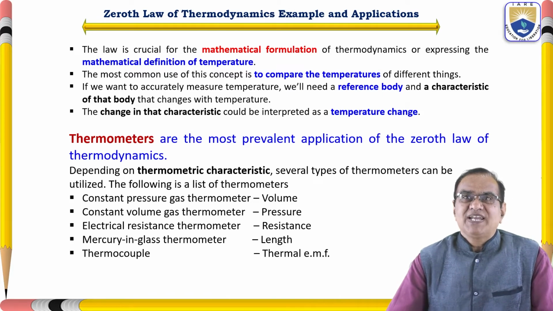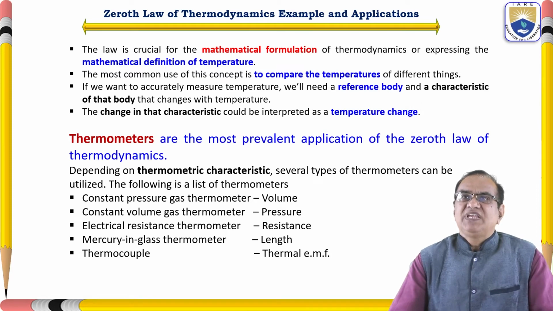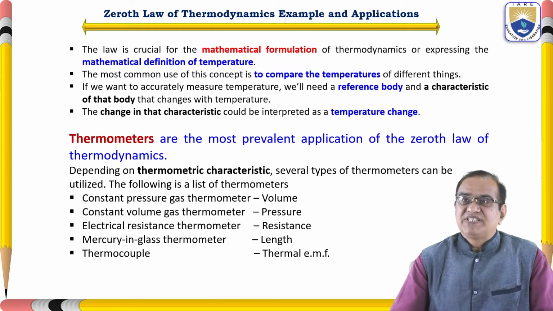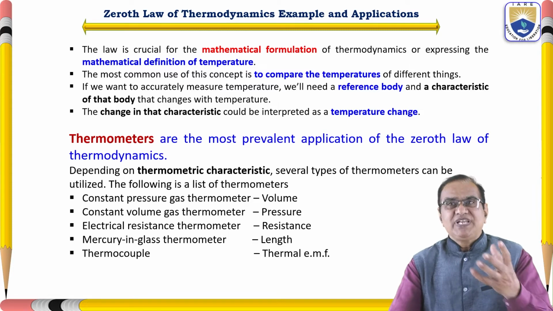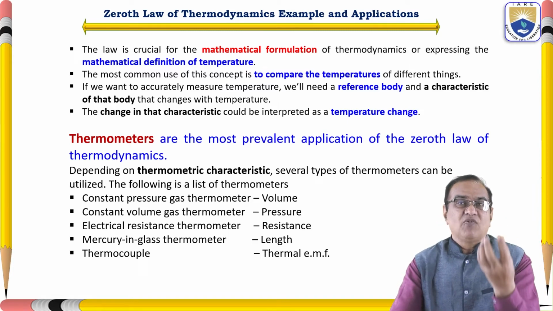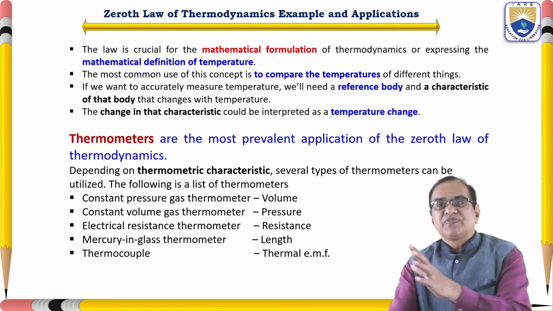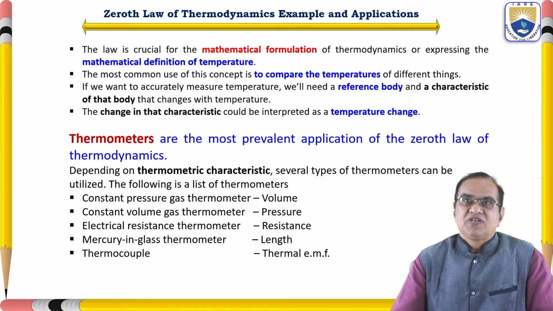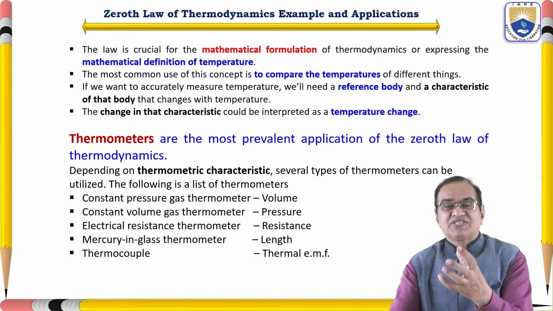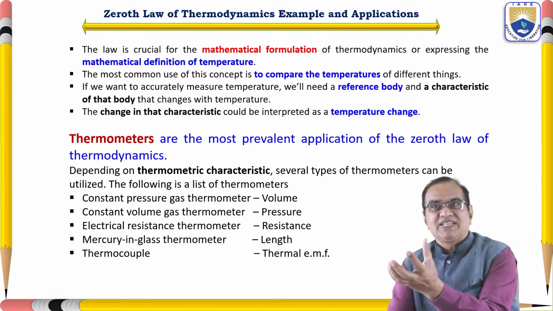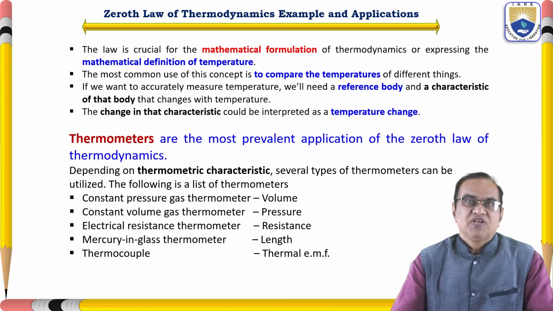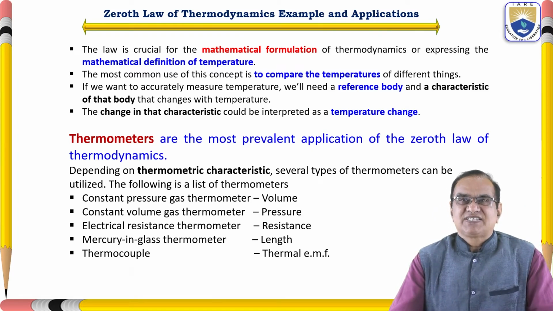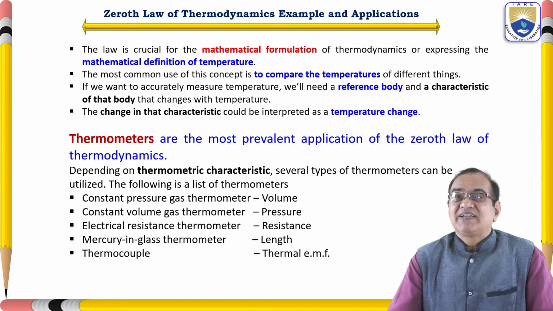If you want to accurately measure the temperature, we will need a reference body and a characteristic of the body that changes with the temperature. So we need a reference body, like for the centigrade we need the water from ice to the vapor. So we need one medium, or characteristic of the body, meaning the water will go like this, and at this temperature it will be freezing. The change in that characteristic could be interpreted as a temperature change.